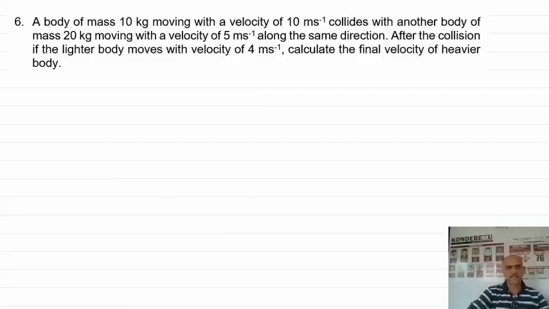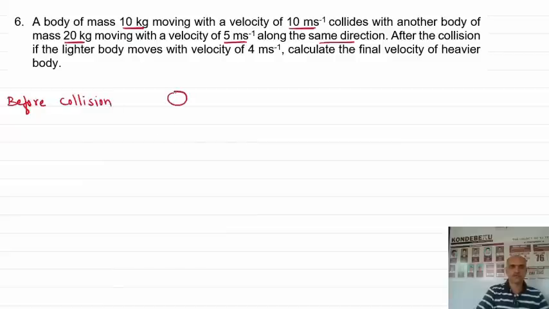Sixth one. A body of mass 10 kg moving with velocity of 10 meters per second collides with another body of mass 20 kg moving with velocity 5 meters per second in the same direction. So before collision, there is a body of mass 10 kg. So m1 is equal to 10 kg.